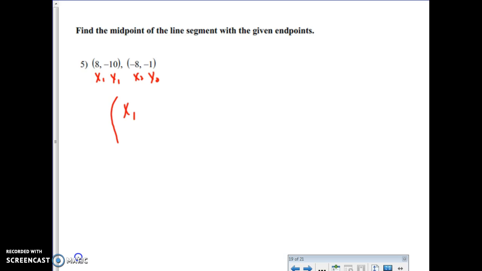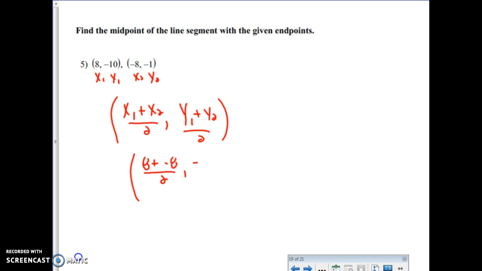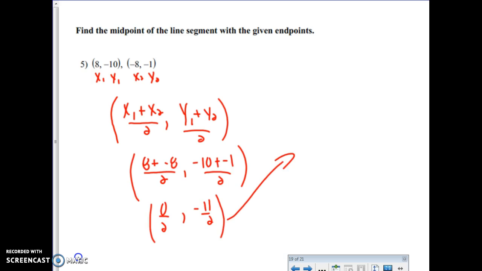So I'm taking two x values, adding them together, dividing them by 2. And I'm doing the same thing with y. y1 plus y2 over 2. So in this case, I'm taking 8 plus -8, dividing it by 2, and then I'm doing -10 plus -1, and dividing it by 2. So when I do that, I get 0 over 2, and then I get -11 over 2. So my final answer, 0 over 2 is just 0, and -11 over 2 is -5.5. So the middle of those 2 points is 0, -5.5.